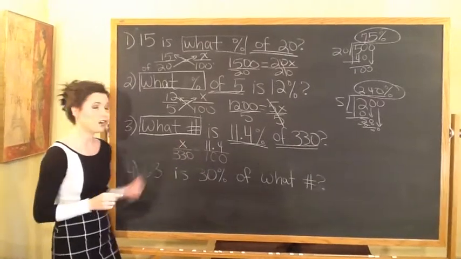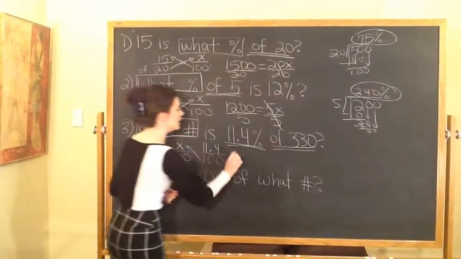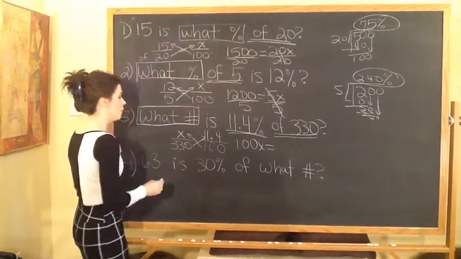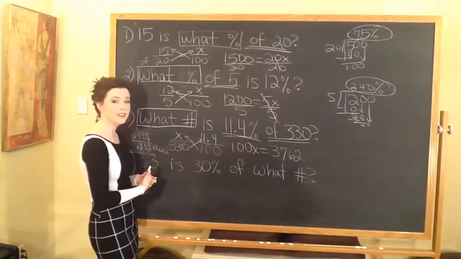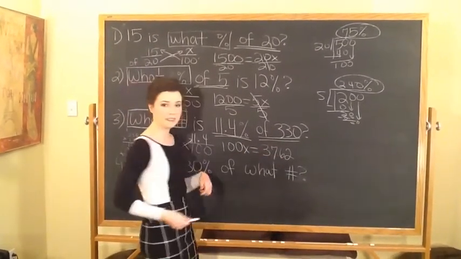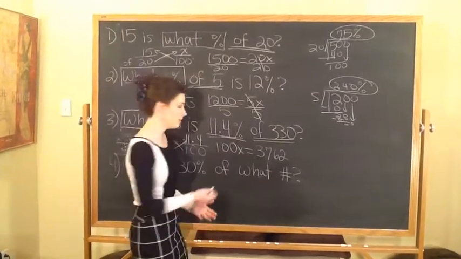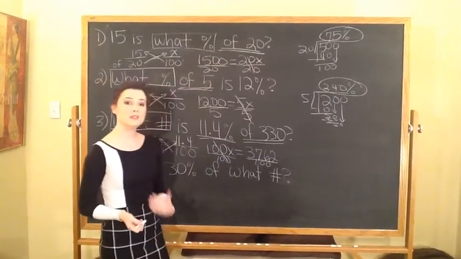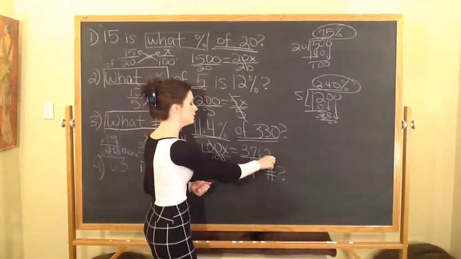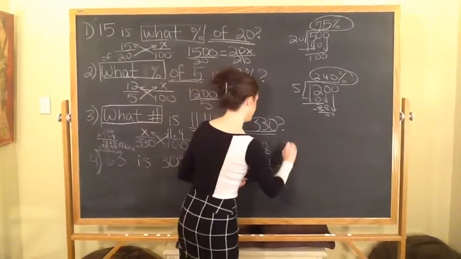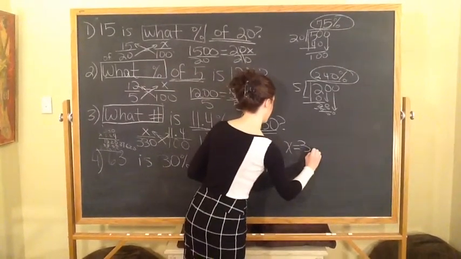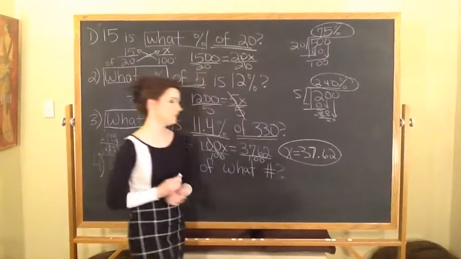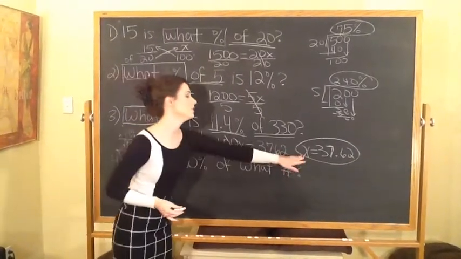All right, now let's go ahead and cross multiply to solve. So 100 times x is going to give you 100x equals 330 times 11.4. So as soon as we do 330 times 11.4, we're going to get 3,762. So now let's go ahead and solve for x by division. So let's go ahead and divide by 100, divide by 100. And anytime you divide a number by 100, that's just moving a decimal place 2 places to the left. So we're going to find out that x is equal to 37.62. 37 and 62 hundredths. All right, so that would be our answer.